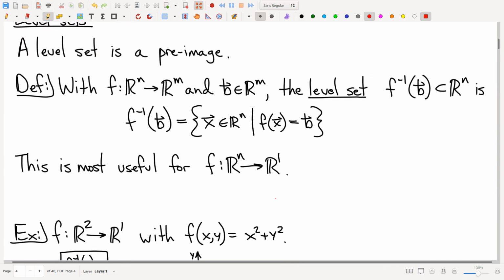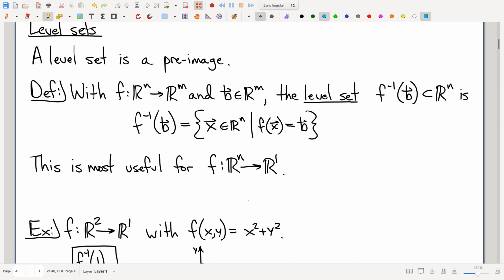So all this stuff up here: for any given output value, we're going to look for all of the corresponding input values that land on it. And recall, that's a pre-image. All righty. Everybody happy?